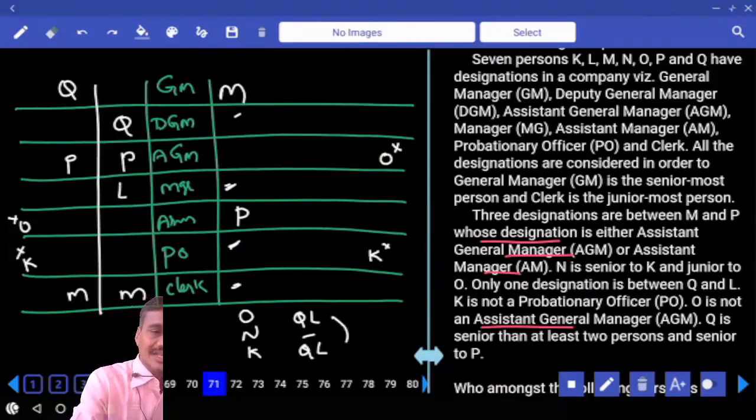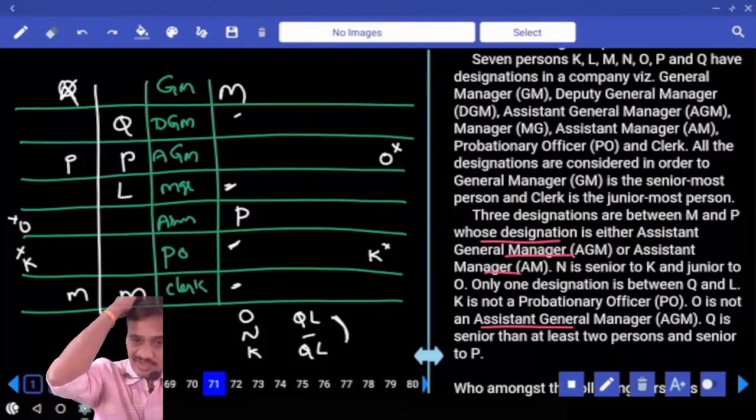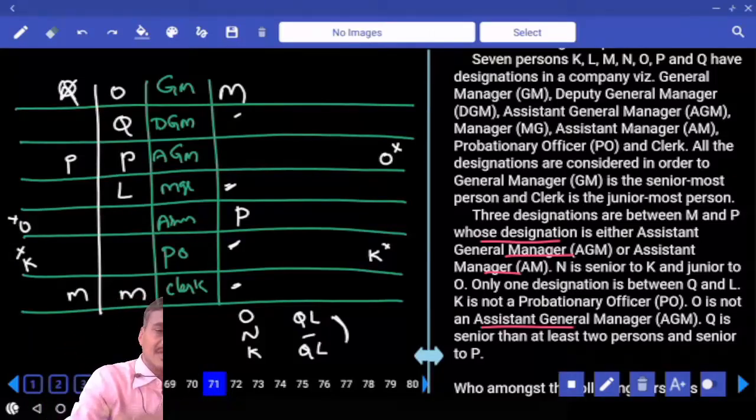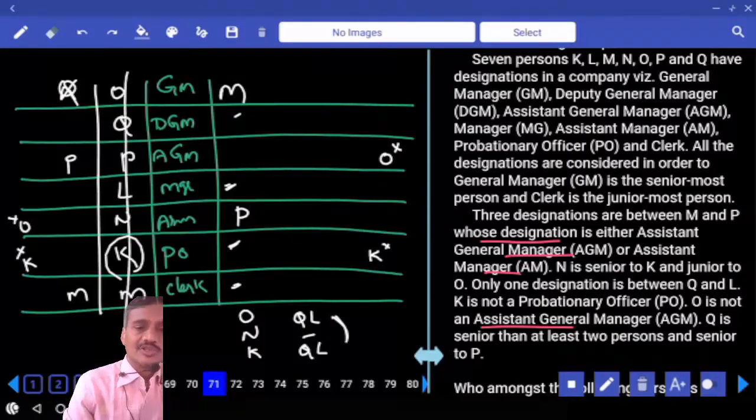As Q and L are in the alternate places, Q is here. Now can we have Q at this place? No. Alternate places are needed, so Q and L is not possible. And in the remaining, O and K, where can you have this one? O is here, N is here, K is here. Is it possible in this case? No, because K cannot be a PO. Hence this case is completely ruled out.